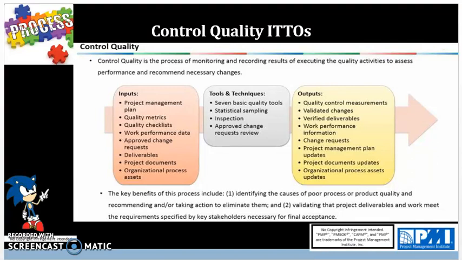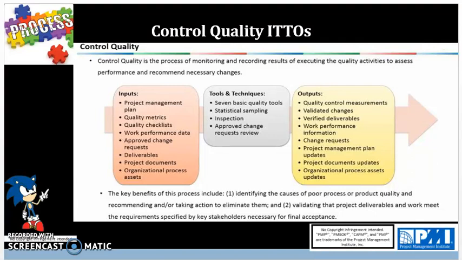And then you have project management plan updates. These are updates to the quality management plan and process improvement plan. Project document updates are updates to quality standards, agreements, or contracts, quality audit reports, training plans, and process documentation. Then you're updating OPAs, which are updates to completed checklists and lessons learned.